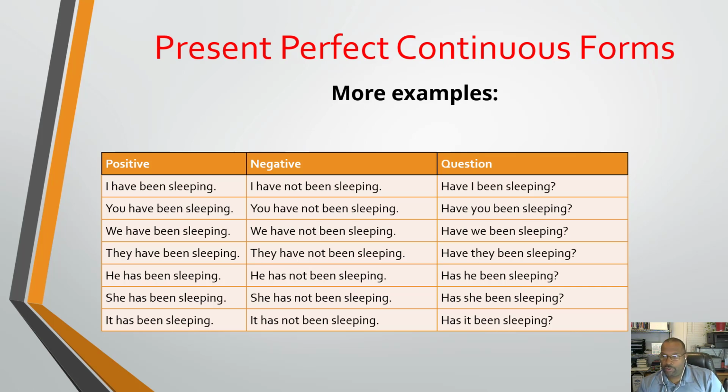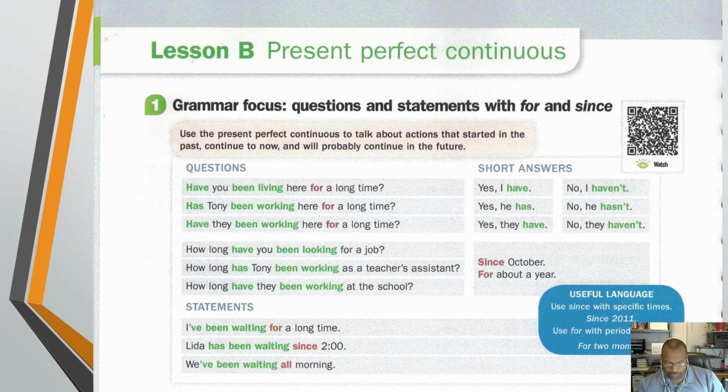Let's get into our books. Page 98. Lesson B, present perfect continuous. Now hopefully this doesn't seem too hard for us. All right. Number 1, grammar focus. Questions and statements with for and since. So now we're going to be using for and since. Okay?